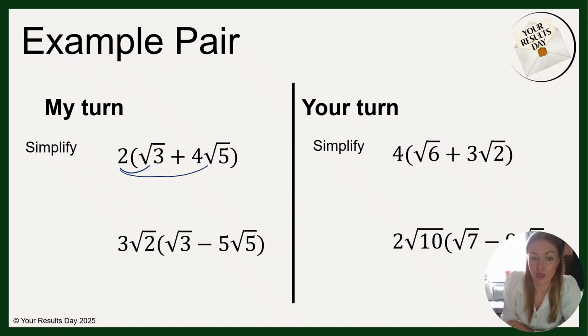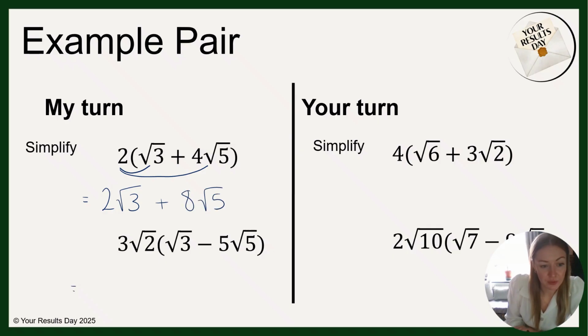So here we've got 2 terms. We've got root 3 and we've got 4 root 5. So we're going to do 2 times root 3, which is simply 2 root 3. And we're going to do 2 times 4 root 5. Remember, that's already 4 lots of root 5. So if we times that by 2, that will become 8 lots of root 5.